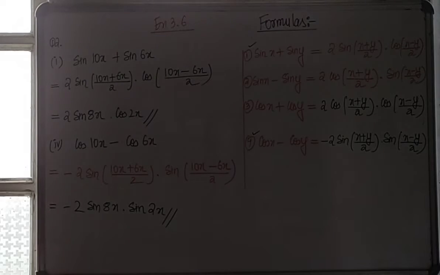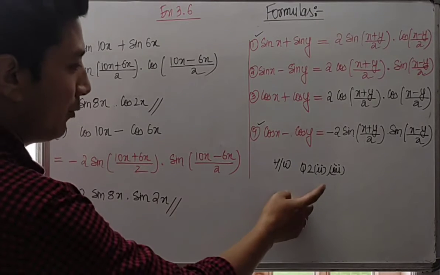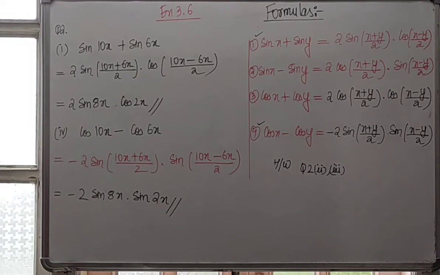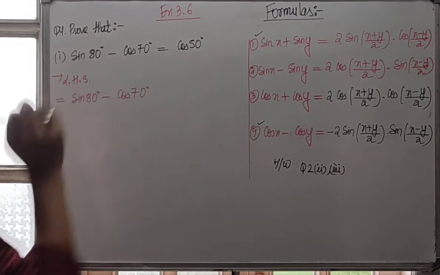So this will be our answer: minus 2 sine 8x into sine 2x. In the same way, question number 2 part 2 and part 3 you can try yourself, so please pause the video and note it down. Alright, our next question is question number 4. Let's take the first part. We have to prove that the left hand side equals the right hand side.